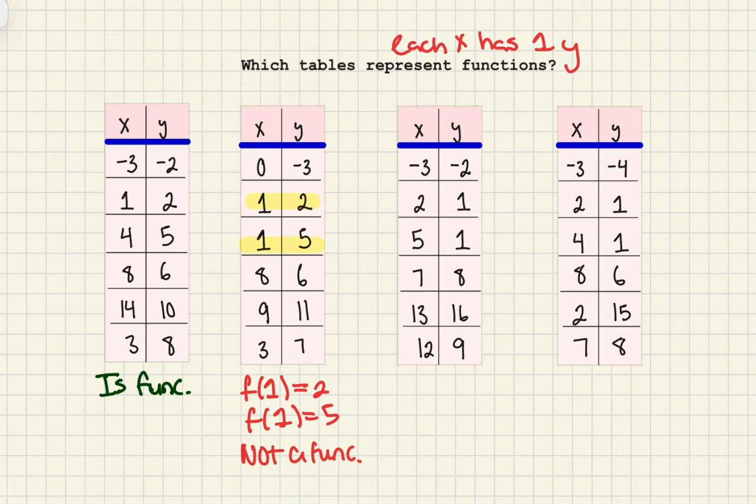And now for table 3. We see that still each x has one y. So therefore, this one is a function. But something that might trip you guys up is f of 2 equals 1 and f of 5 equals 1. We see that we're given two different x values, but it outputs the same y value. Therefore, this one is a function.